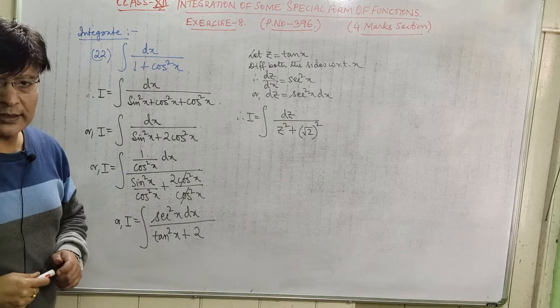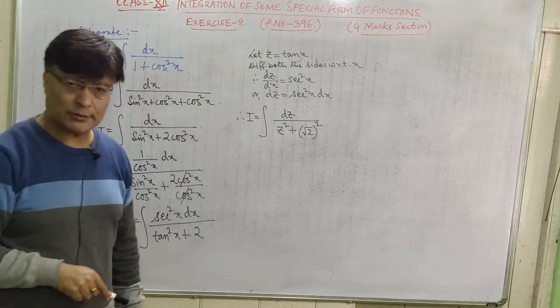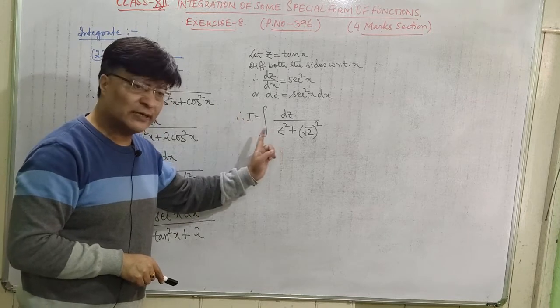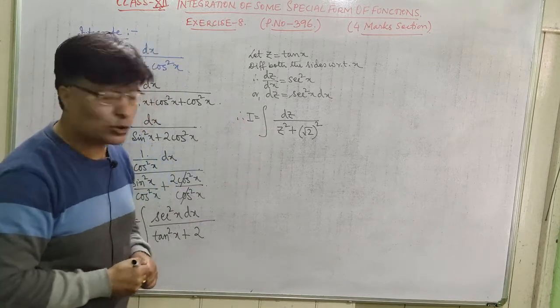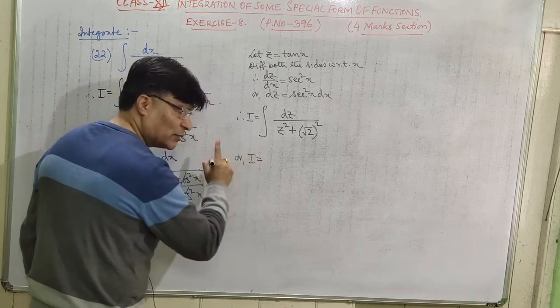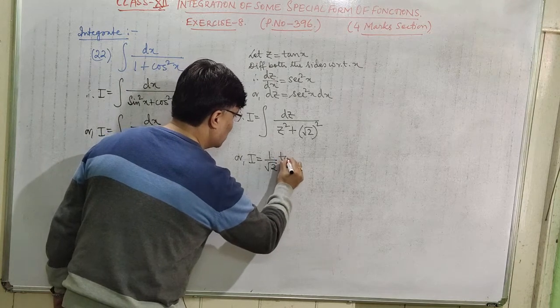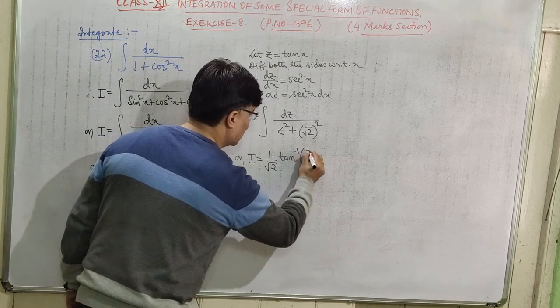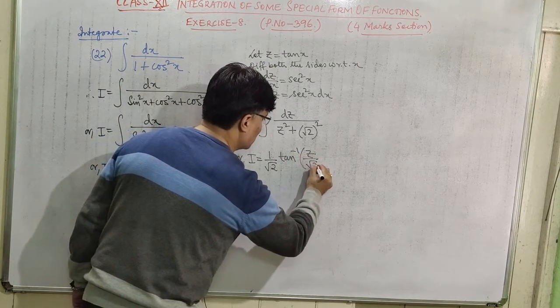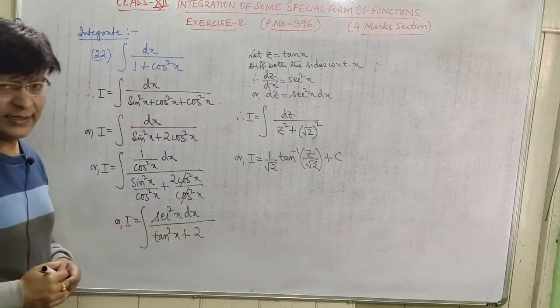I think you have understood it. So this is standard form number 1 in method of substitution. Instead of x there is z, instead of a there is root 2. What is the formula? First standard form in method of substitution: 1 by a, so 1 by root 2 tan inverse within bracket x by a, that is z upon root 2, bracket closed, plus c.